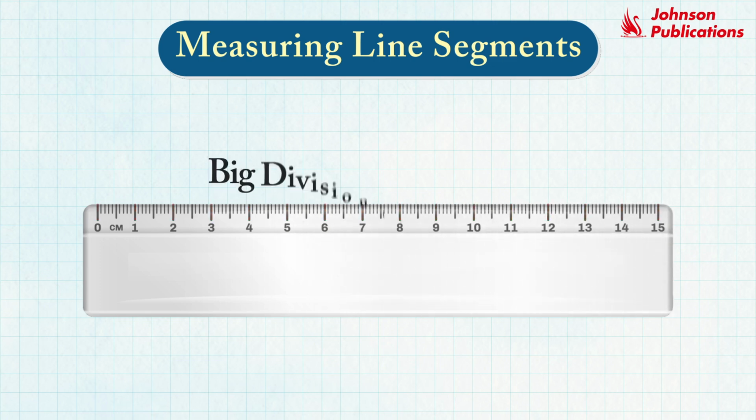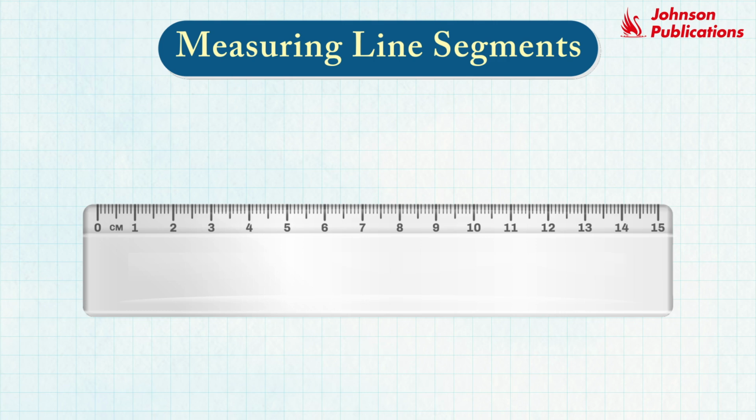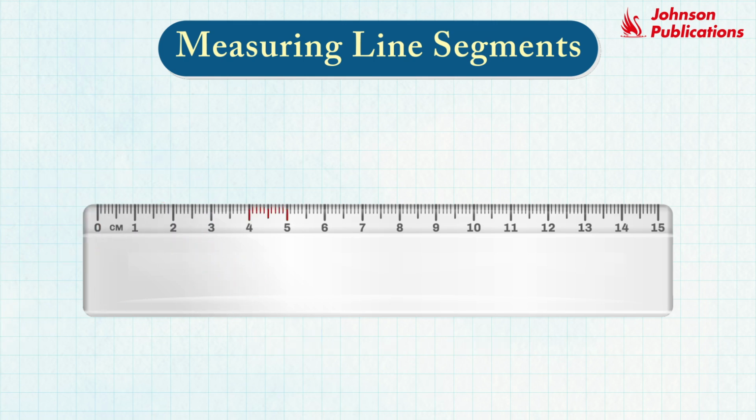There are 15 big divisions on the ruler numbered from 1 to 15. Each big division is further subdivided into 10 small divisions. One big division is equal to 1 centimeter. One small division is equal to 1 millimeter. There are 10 small divisions in a big division. So, 1 centimeter equals 10 millimeters.